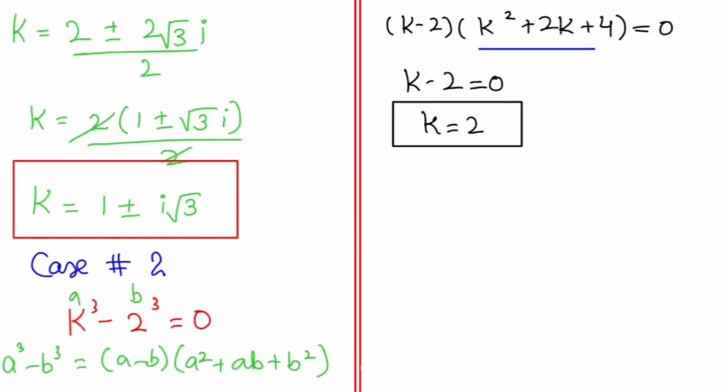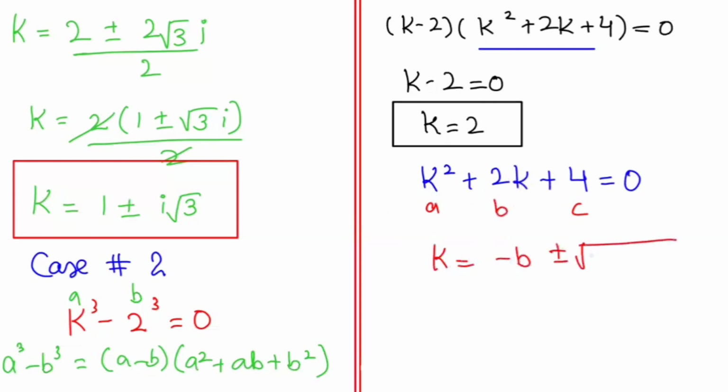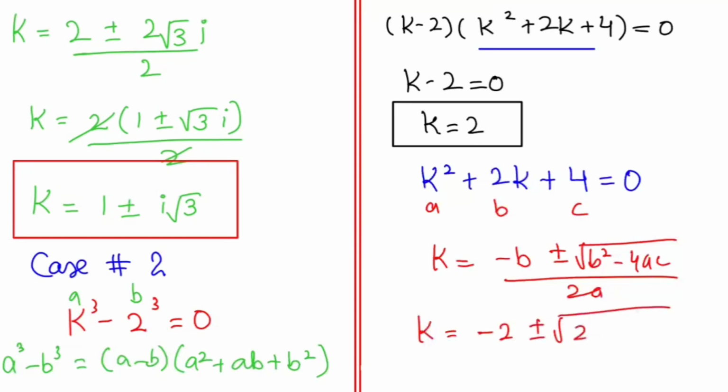Now we're going to solve this out. k squared plus 2k plus 4 is equal to 0. Here we have this is A, B, and C. Now we're going to solve it out by using the quadratic formula. So the B value we have that is positive here. So we're going to write 2 plus minus square root of 2 squared minus 4 times 1 times 4, over 2 times 1.